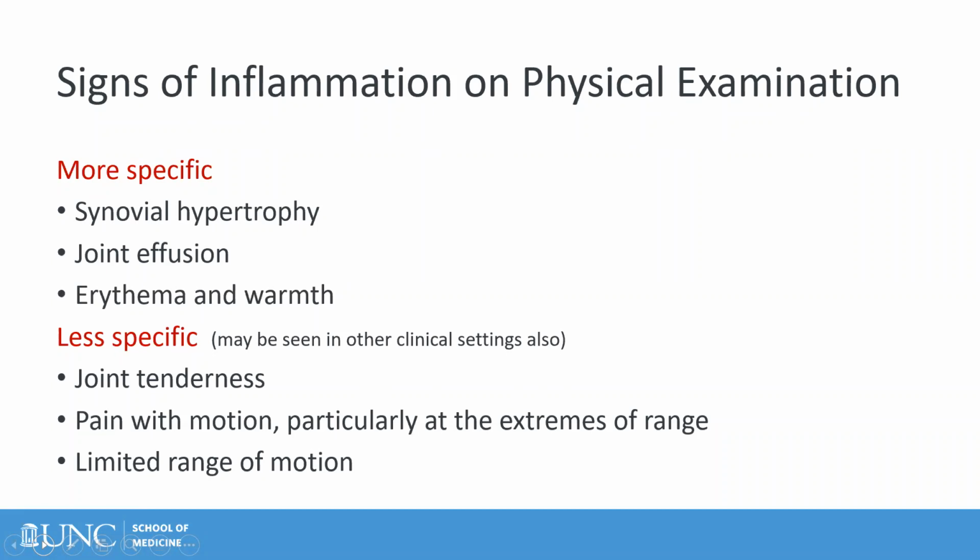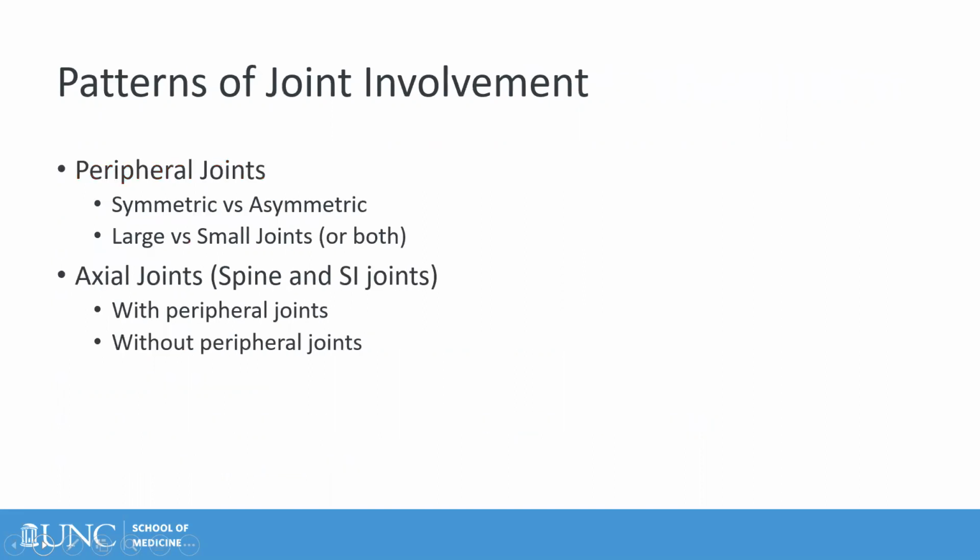Other less specific signs would be joint tenderness, which may be prevalent in many different kinds of joint problems. Pain with motion, particularly at the extremes of the range, can be seen. And then in long-standing disease or where there's a large joint effusion, there may be limitation in range of motion. But the synovial hypertrophy and warm joint effusions often are the signs of inflammation on your physical examination.